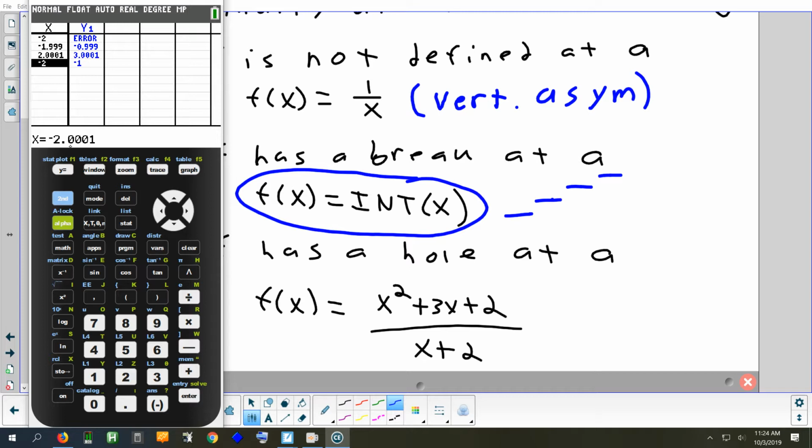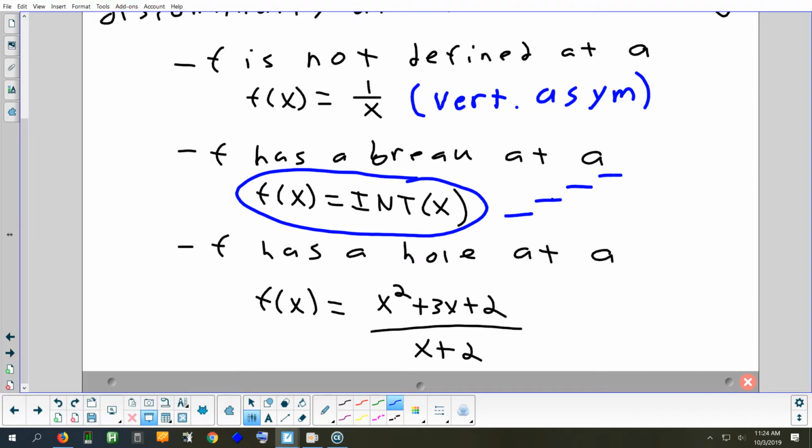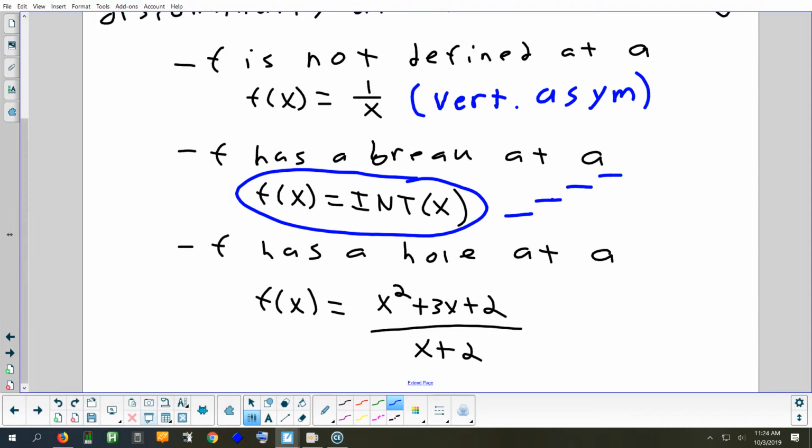You can plug in negative 1.9999999. You can plug in negative 2.000001. That's why you can't see it, no matter how much you zoom in. You'll never see the hole. So how do you know there's a hole? Well, from the picture you don't.